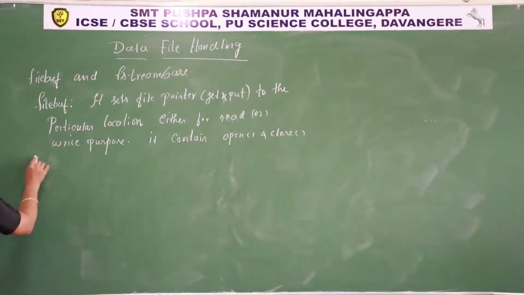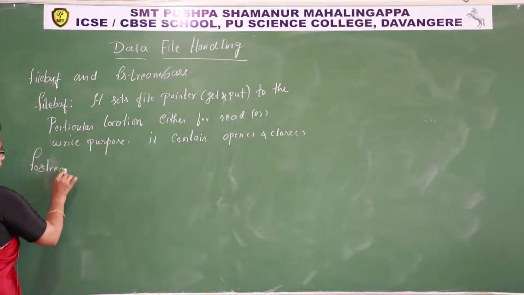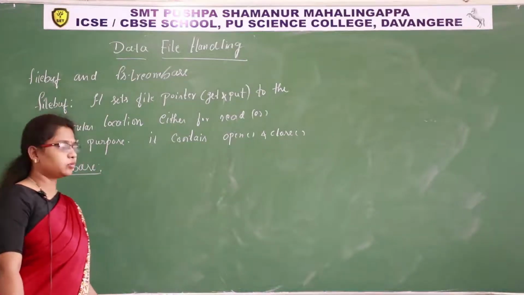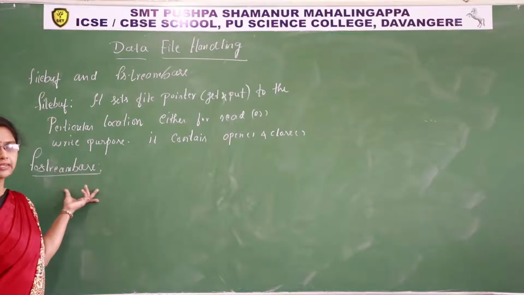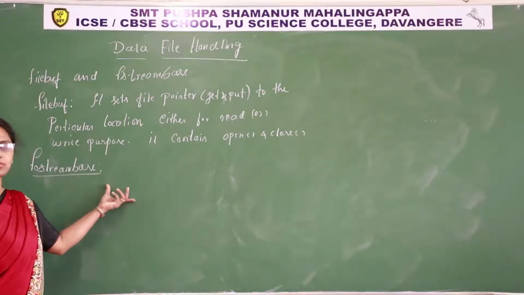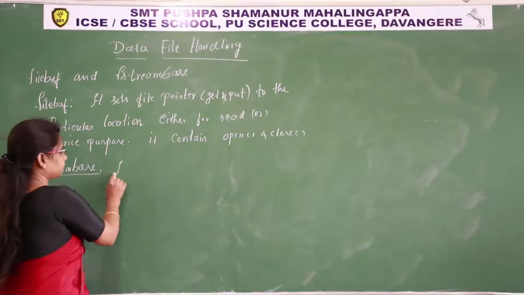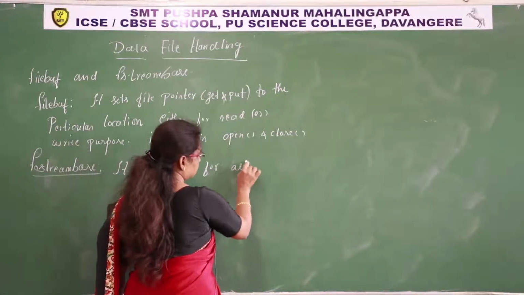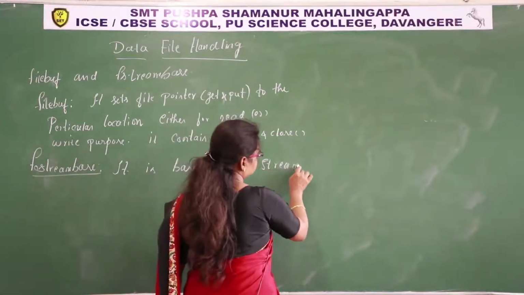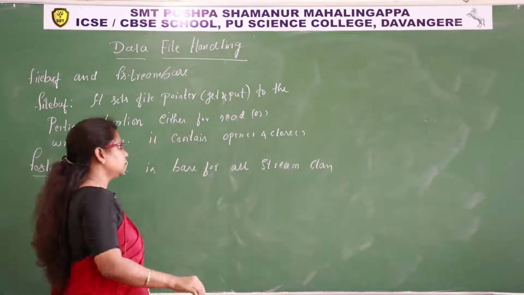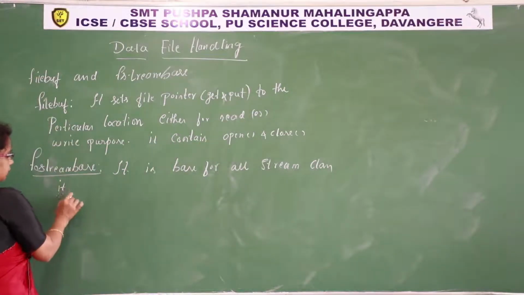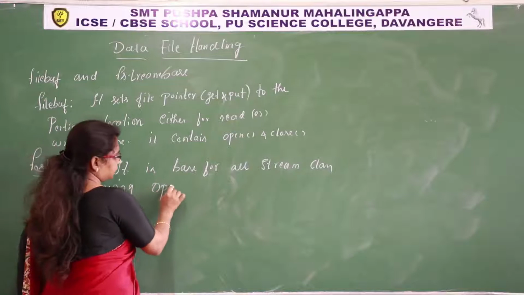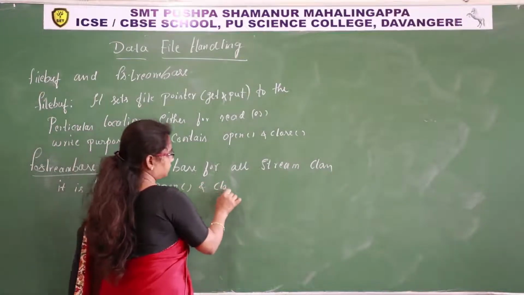Next, fstreambase. So it is a base for all other classes. So it is an abstract class. It acts as a base to ifstream, ofstream and fstream classes. It is a base for all stream classes. It also has open function and close function.